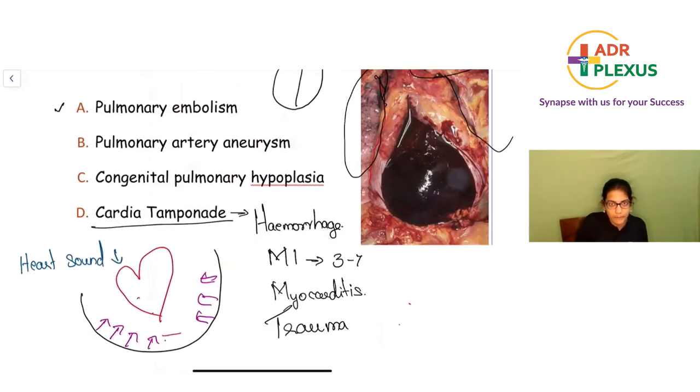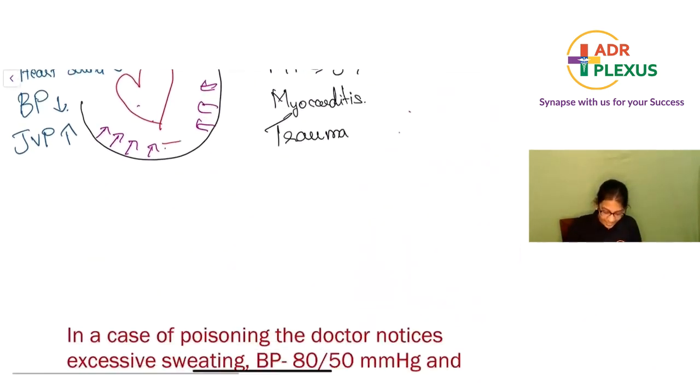Right? Heart sounds are not heard. Next, the heart is not able to pump out blood, right? So the blood pressure is becoming lesser and lesser. Veins are not able to drain into the heart, so our JVP rises. So this is the triad of cardiac tamponade, which is also known as Beck's triad, and it is seen whenever there is a massive hemorrhage or massive fluid accumulation in the heart.